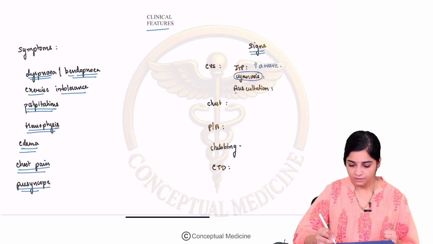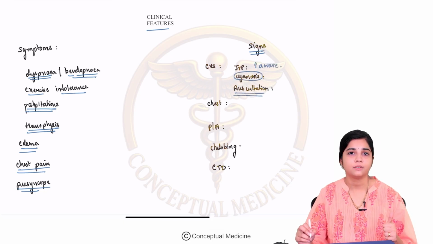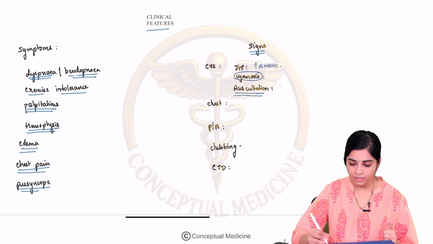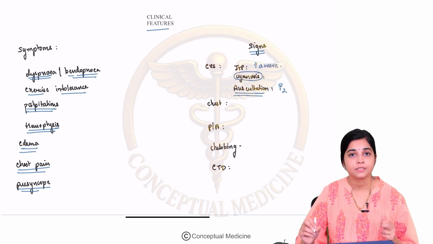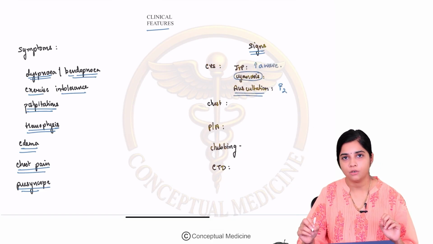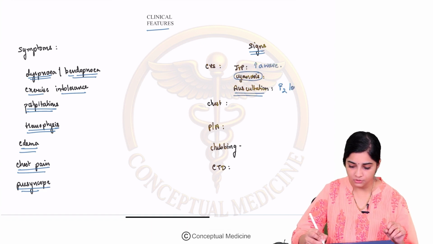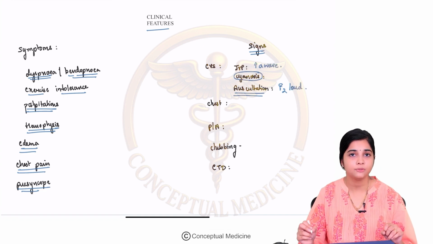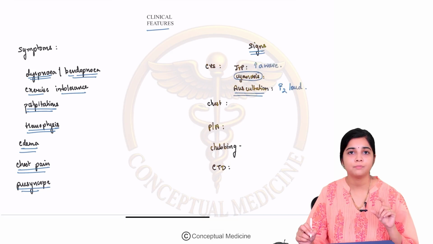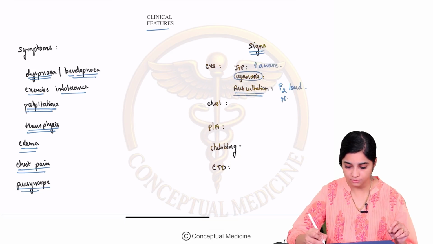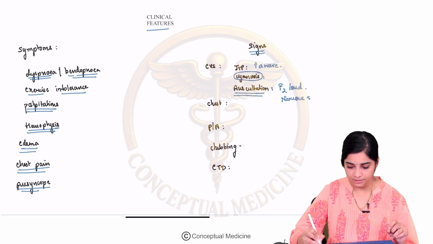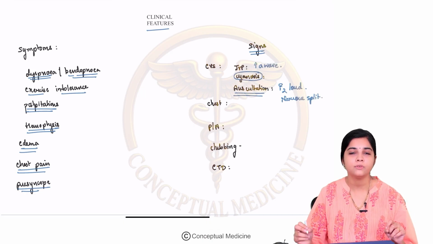Okay, fine. Now, on auscultation, what are you going to find? So, what happens to the P2? The P2 is basically the second component, or the pulmonary component, of your second heart sound, right? The P2 is going to be loud. And what happens to the split of the second heart sound? You are going to have a narrow split.